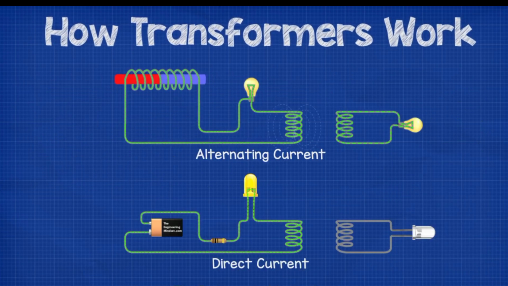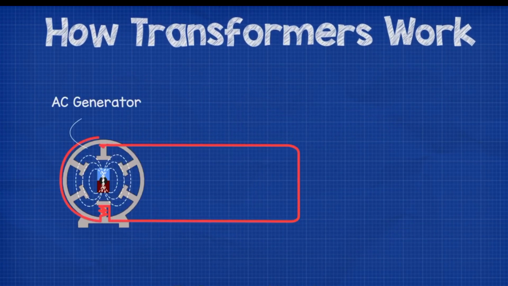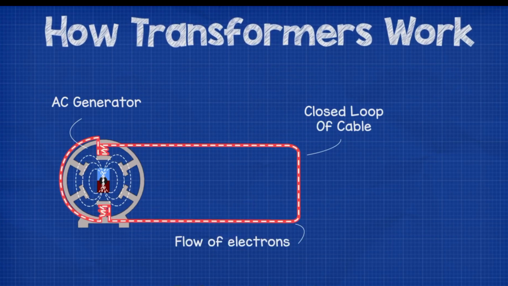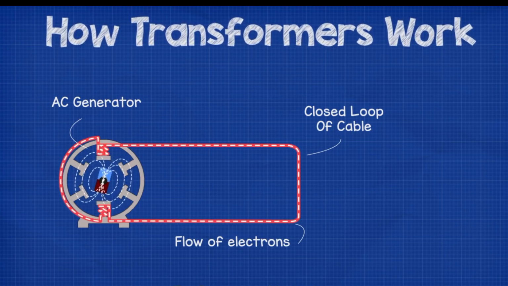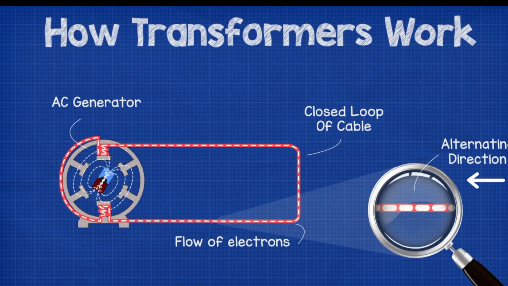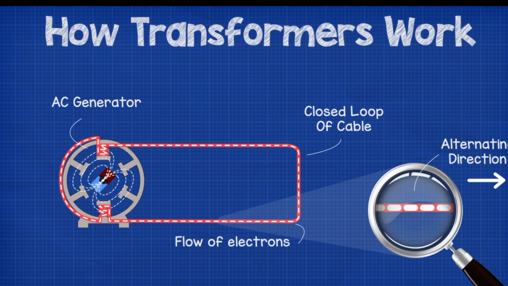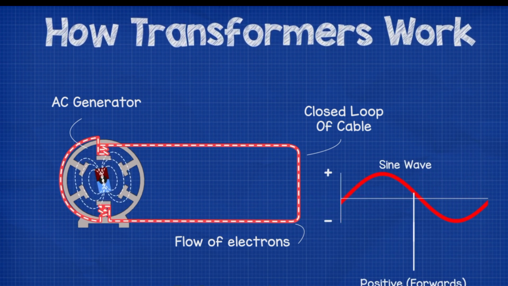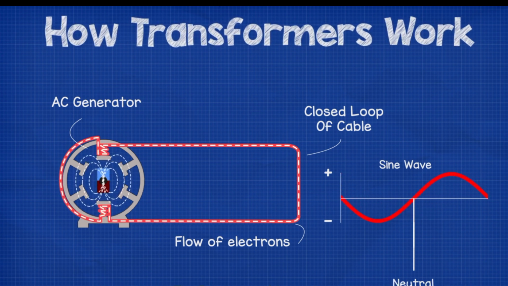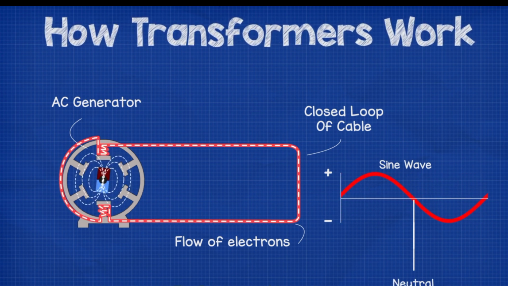Now there are two types of electricity, AC and DC, but transformers can only work using AC or alternating current. When we connect an AC generator to a closed loop of cable, a current will be able to flow through this cable and the direction of the current will alternate backwards and forwards with the rotation of the generator. The alternation means that the current reaches its maximum and minimum point during the cycle, which gives it its sine wave pattern when connected to an oscilloscope.